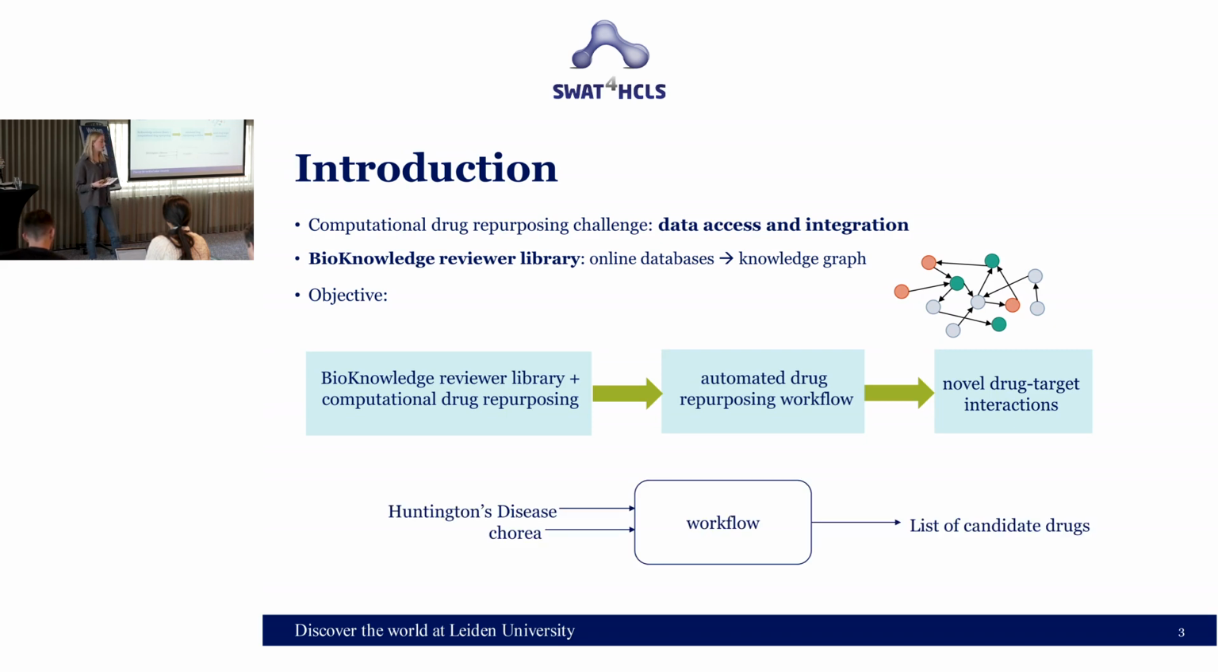So for our use case, this would mean that we would input a specific rare disease, so Huntington disease. We would also input a symptom, in this case, chorea, which is the involuntary movements. And then this workflow outputs a list of candidate drugs that could help alleviate the symptoms of this specific disease, this specific person. I will explain the mechanism behind this workflow in the upcoming slides.